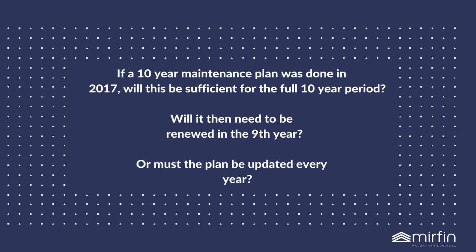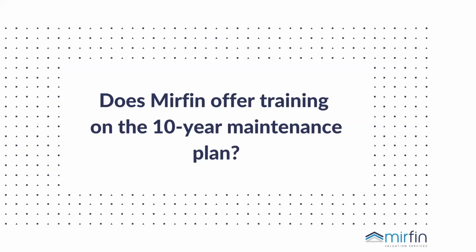The 10-year plan was done in 2017. Will this be sufficient for the full 10-year period? Well, that really depends on what is actually in that 10-year plan. But the assumption is that that 10-year plan will make provision for a couple of items. And those items are not necessarily all required to be maintained or done in the same time. So again, it wouldn't be sufficient, because if you've done maintenance and you've updated your plan, then obviously the answer is no, your plan won't be sufficient for the full 10-year period.